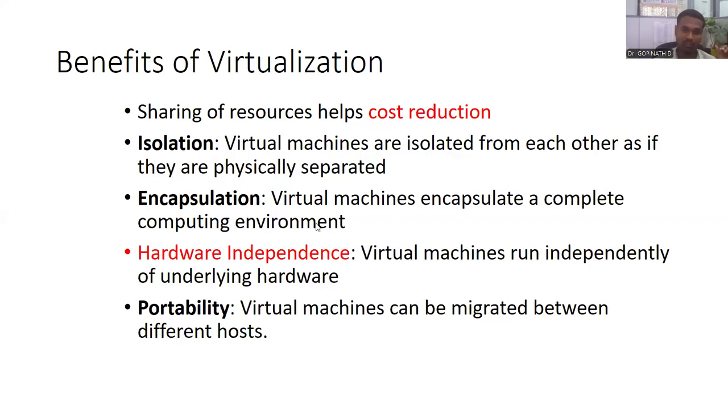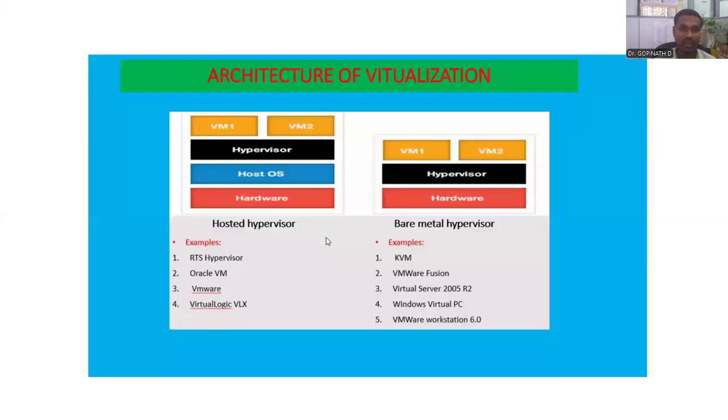So these are all the few benefits of virtualization. Next one is about the architecture of virtual machine. This one shows the difference between the hosted hypervisor as well as bare metal hypervisor. Here you can see the hardware is at the bottom and before that the host operating system is there. In between, the hypervisor is there. After that, the virtual machine is there. So we will access the hypervisor through the virtual machine.